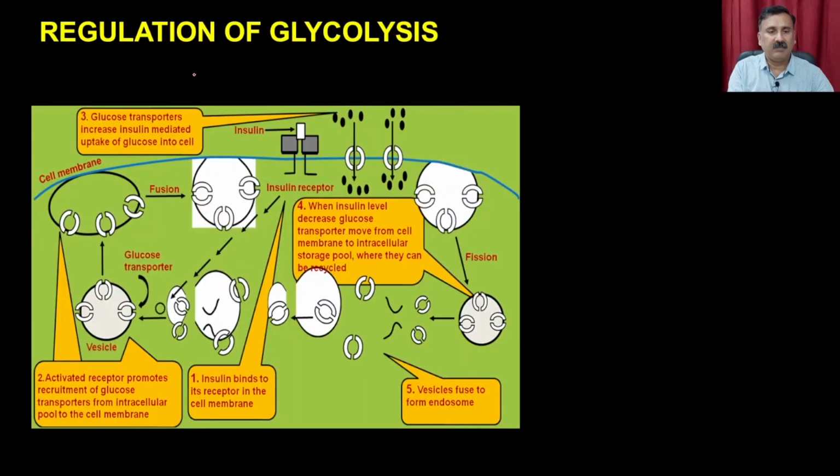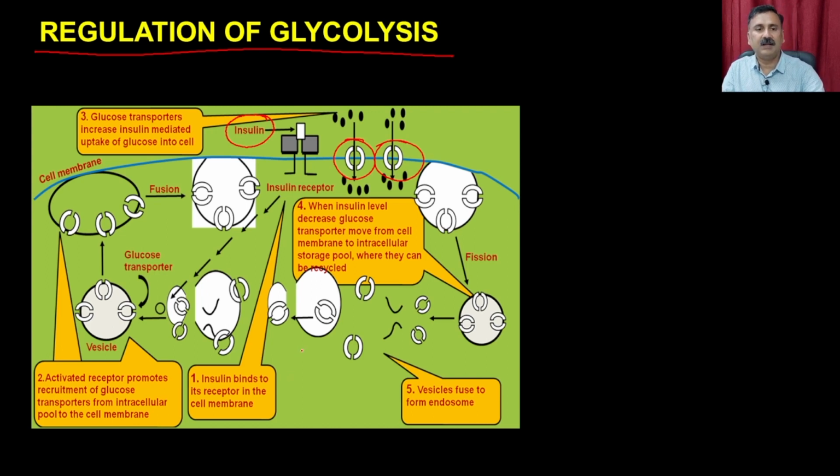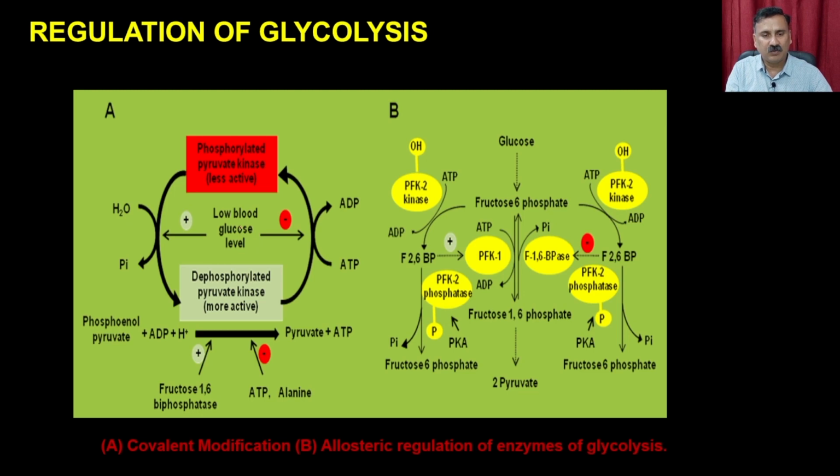Now, how are the different enzymatic reactions going to be controlled, and how can you control glycolysis? There are multiple ways through which you can regulate glycolysis. One is hormonal regulation, which is done by insulin, and that is going to control the uptake of glucose by changing the level of the transporters on the cell membrane. The second is enzymatic control, and the enzymatic control can be by some of the crucial enzymes.